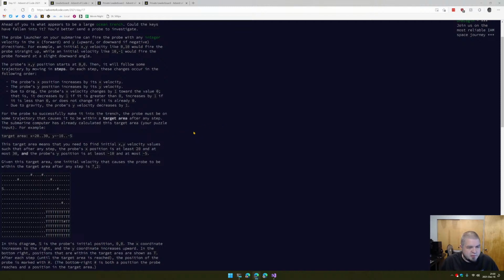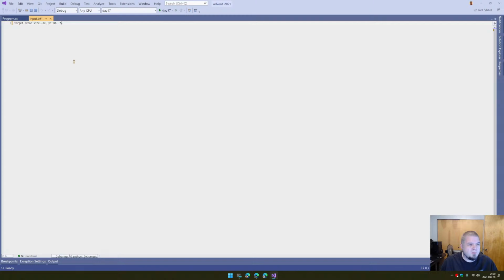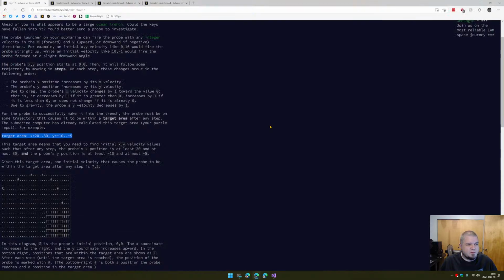The ring computer's already calculated the target area. So this is my puzzle input. Okay. By the way, using Visual Studio today. Oh, that font is way too small for you guys. There we go. That's better.